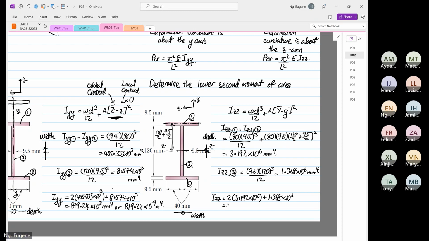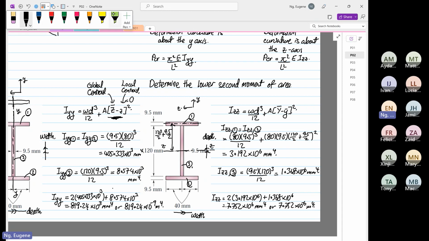7.752 times 10 to the power 6 millimeter 4, or 7.752 times 10 to the power minus 6 meter 4. Okay, so these values are the important values now.